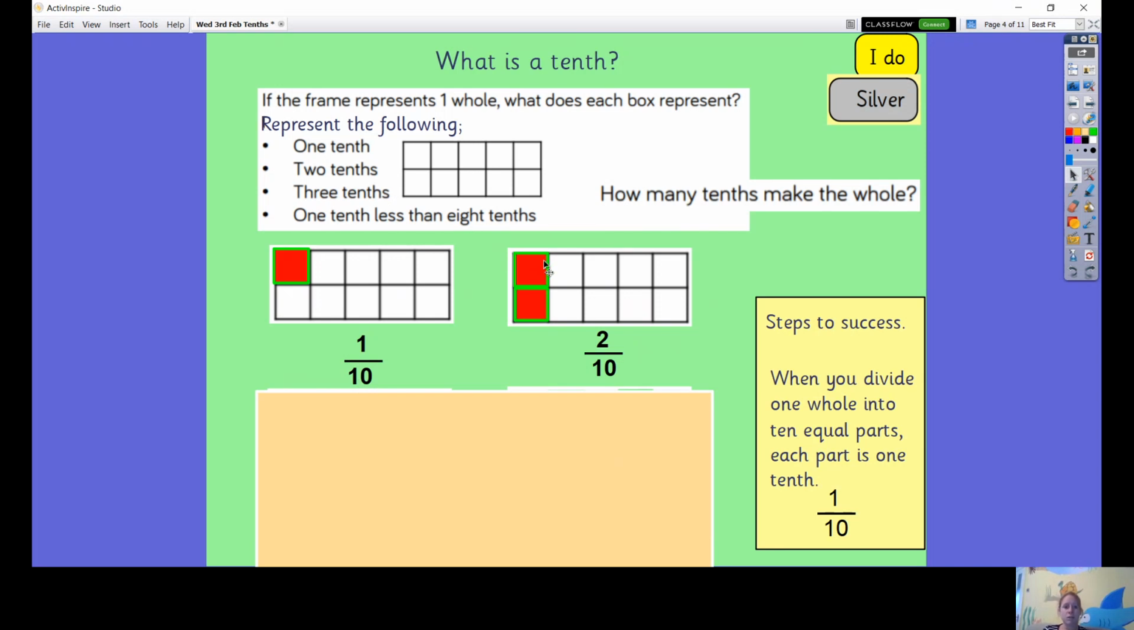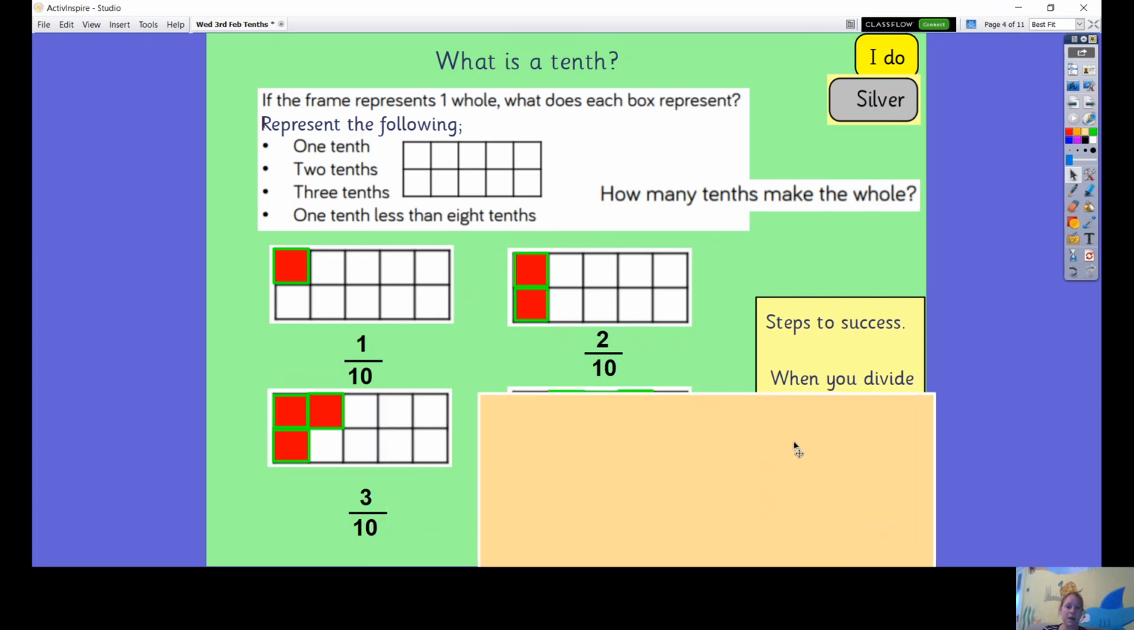Here, the same, but 2/10. So I've got 2 squares coloured in. It's a good idea to put the squares next to each other, but you could have coloured in any 2 squares. You might have coloured in that one and that one. It doesn't matter which 2 they are, as long as you've got 2 coloured in. And then we've got 3/10 here, so we've got it represented as a fraction and on our tens frame.